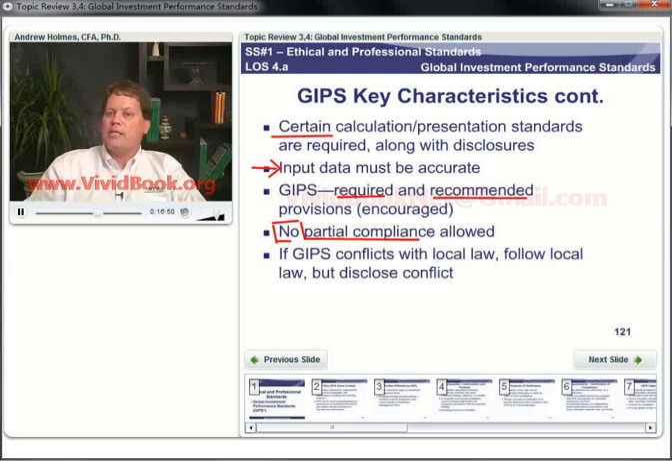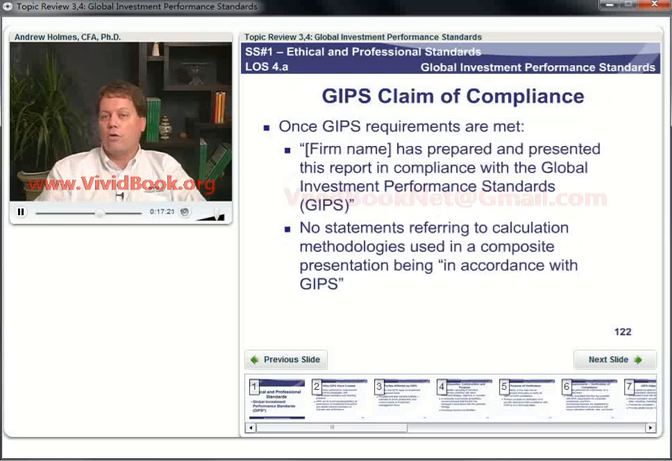Now, if GIPS is in conflict with local laws, well then that's a different story. Of course, you have to comply with the local laws, but you can still be compliant and claim compliance if you disclose what that conflict is. So to the extent that local laws say you have to do something different, then you do it in accordance with the law. GIPS would not be a very good system if it required you to break the law. So you still do it in compliance with the local laws, but then you have to make sure that you are disclosing the conflict between the local laws and the GIPS standard.